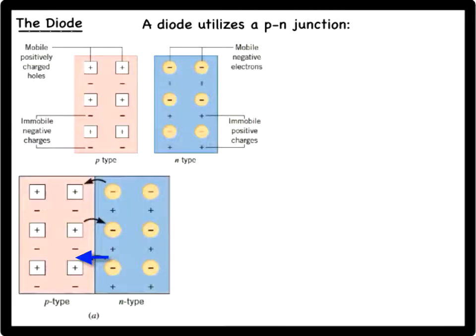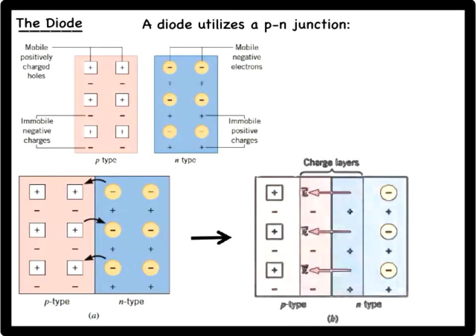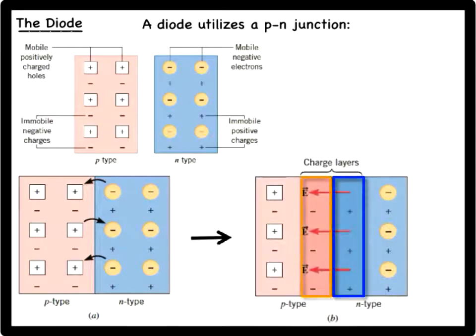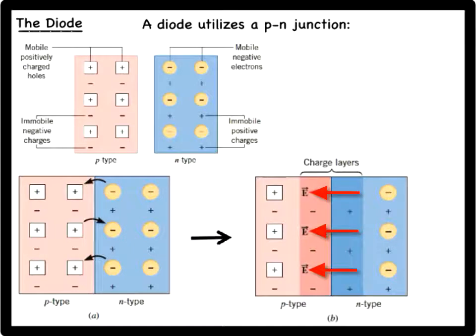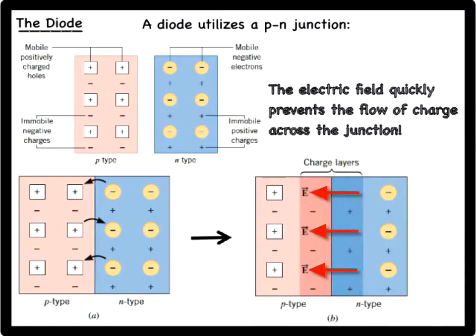Mobile electrons from the n-type semiconductor and mobile holes from the p-type semiconductor flow across the junction and combine. This process leaves the n-type material with a positive charge layer and the p-type material with a negative charge layer, as Part B of the drawing indicates. The positive and negative charge layers on the two sides of the junction set up an electric field E, much like the field in a parallel plate capacitor. This electric field tends to prevent any further movement of the charge across the junction, and all charge flow quickly stops.